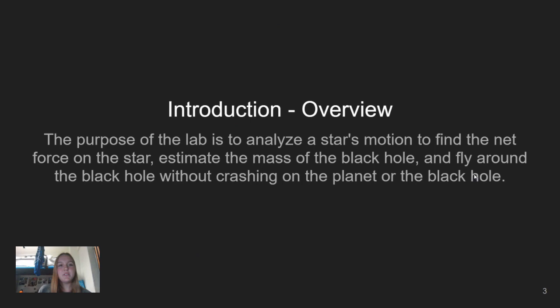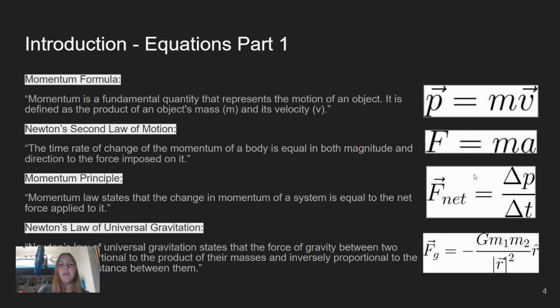In part 1, I use the momentum formula, and I use this to find the net force acting on the planet. I then use Newton's second law of motion to get the net force parallel and the net force perpendicular for the planet. And then I use Newton's law of universal gravitation to find the mass of the black hole. I set the universal gravitation equal to the net force, and then I solve it for the mass of the black hole.